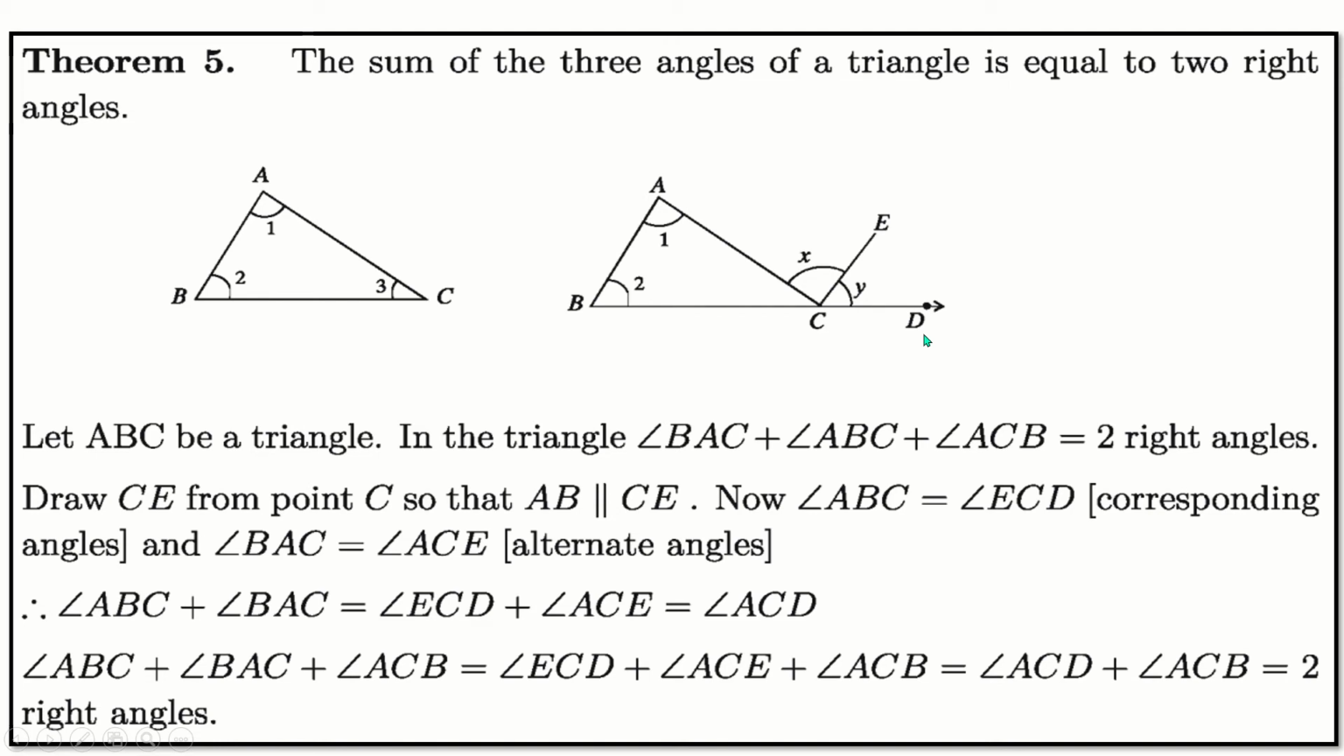Now adding angle ACB to both sides. As a result, the left side will be angle ABC plus angle BAC plus angle ACB, and the right side will be angle ACD plus angle ACB. So angle ACD plus angle ACB is one straight angle. One straight angle means two right angles. Clear? So the proof is complete. Clear everyone?